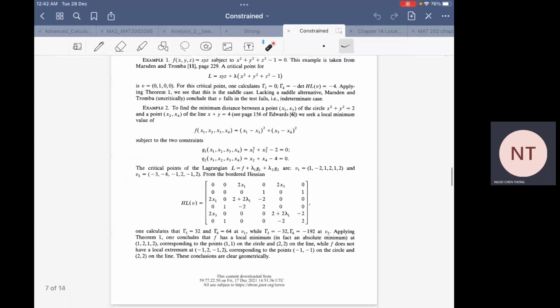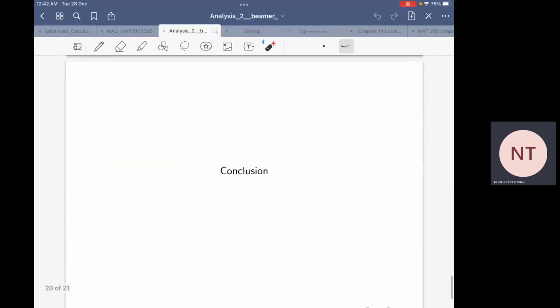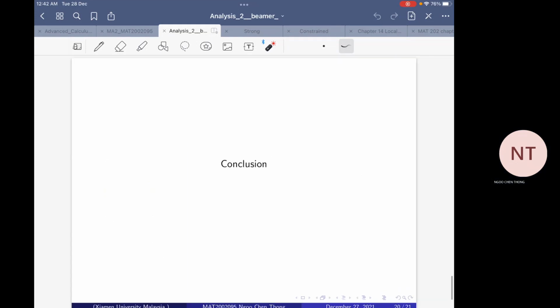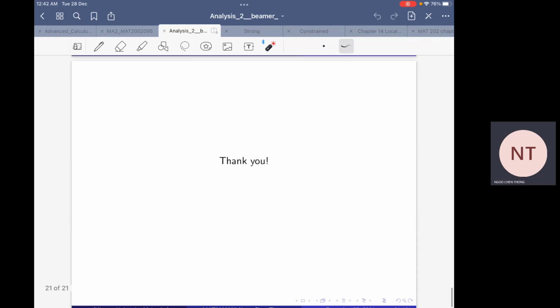Okay, now I come back here. The conclusion is that this second derivative test is a very powerful test that you can use to find a local maximum, minimum, or saddle point for a function. It's also used by mathematicians in doing research. Okay, thank you.